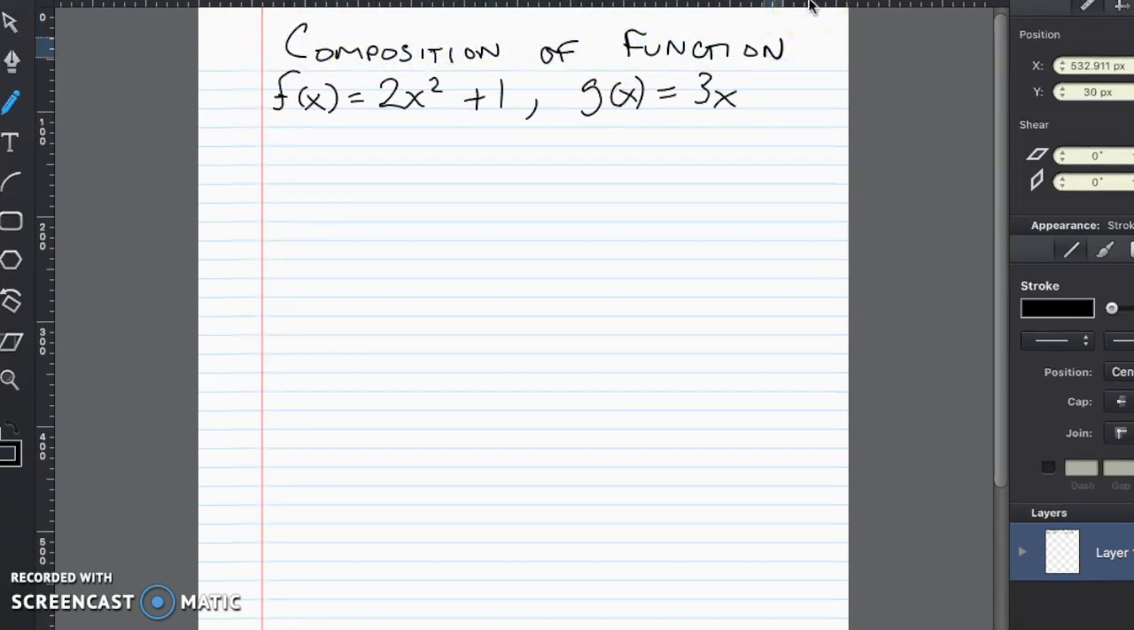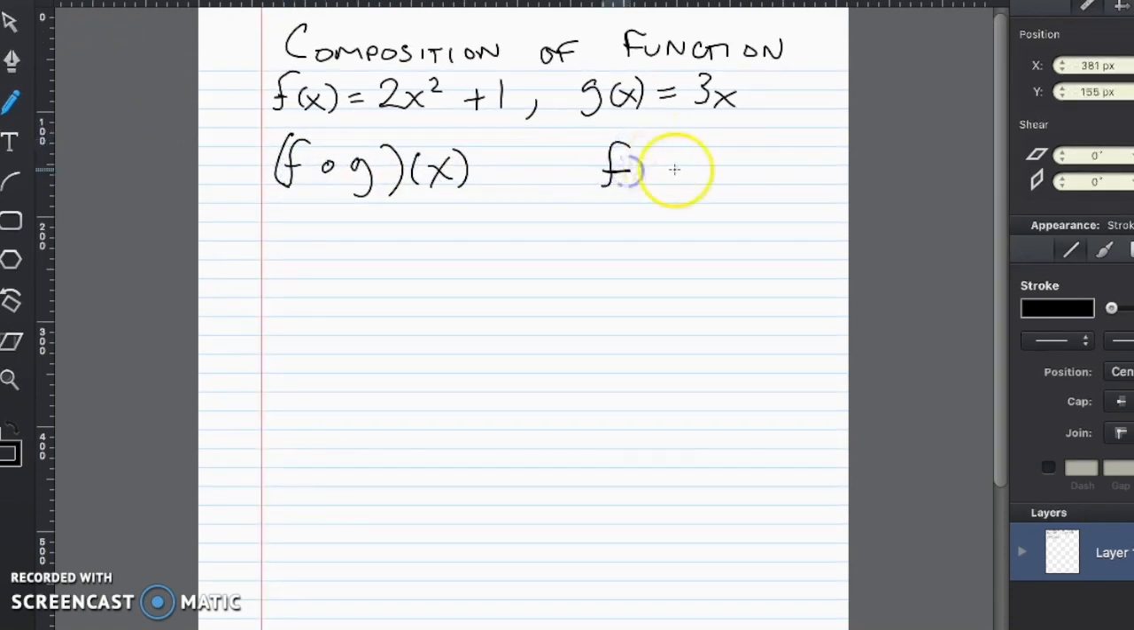So a composition of a function is kind of like the combination of it. Really, you're putting one function inside of another. So first thing I want to talk about, though, is the difference between this and this guy.